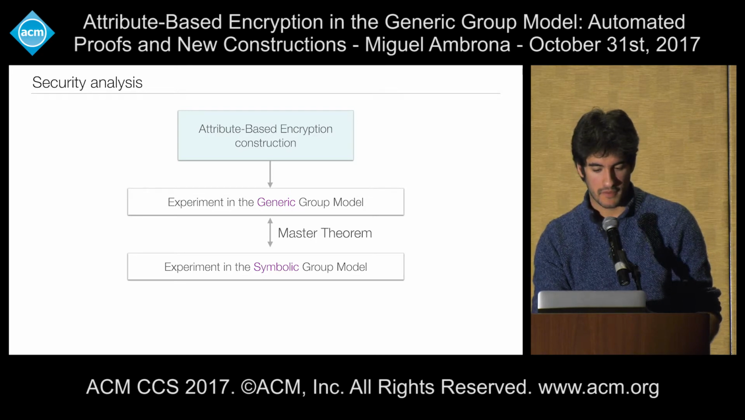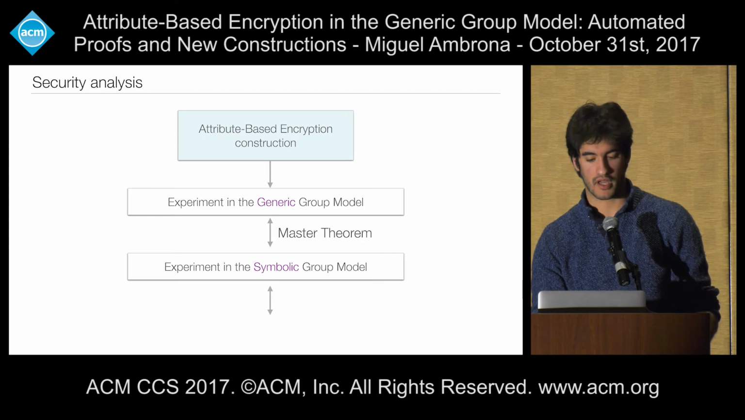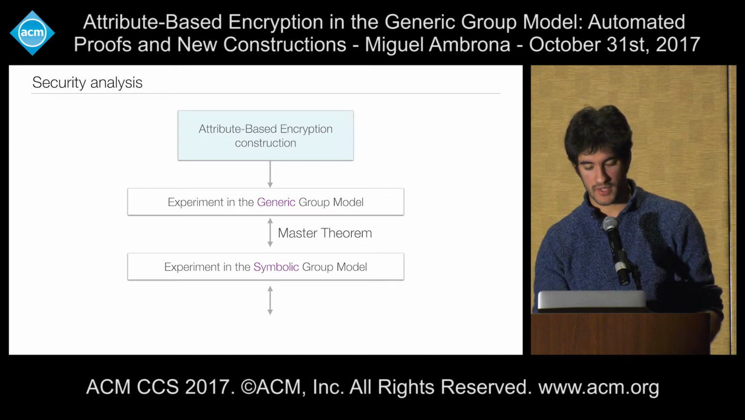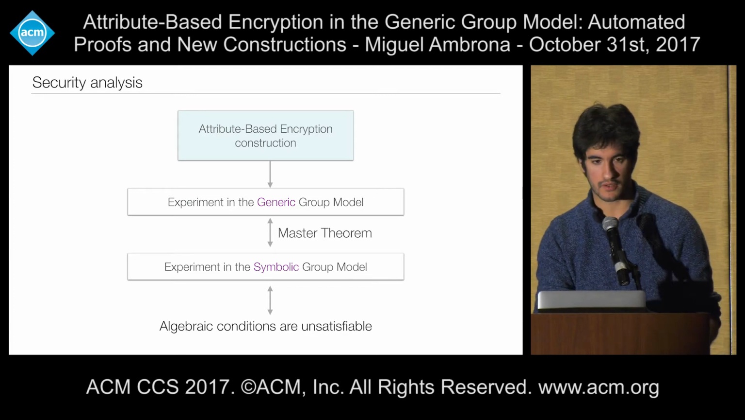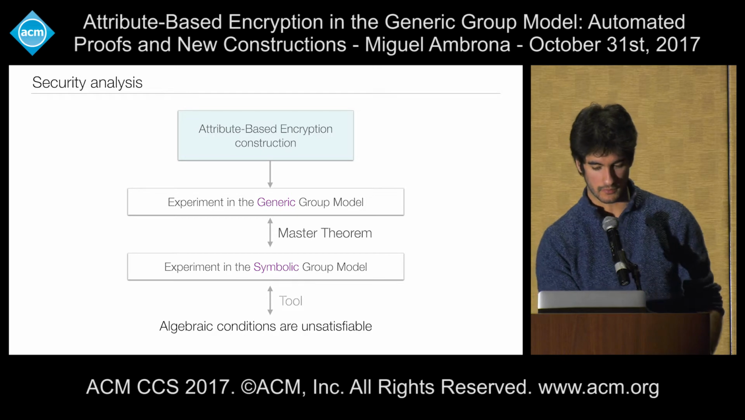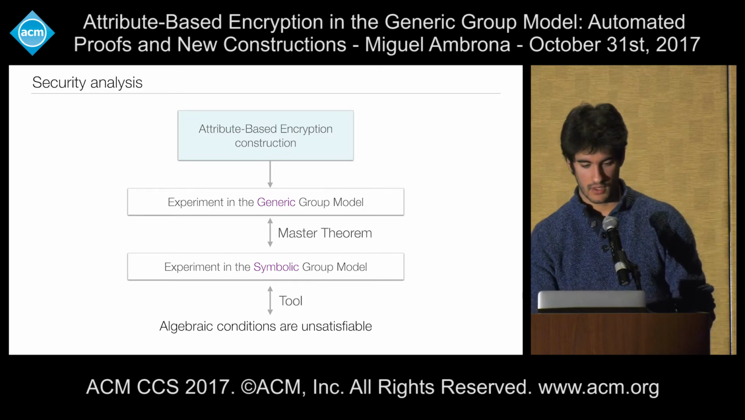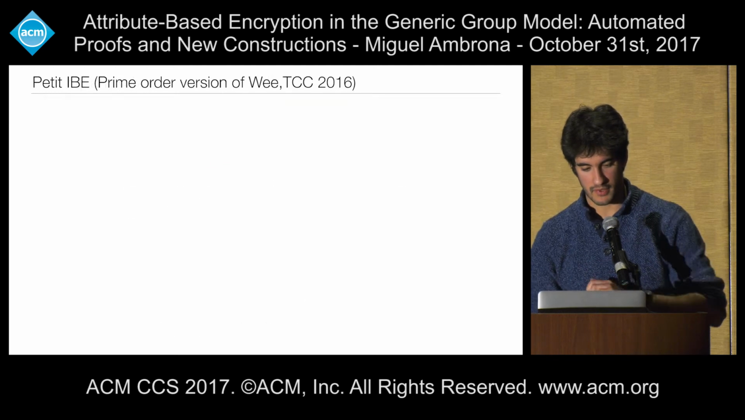And then the last step of the proof is to show that no adversary can win the symbolic experiment. So actually what we show is that a certain system of constraints is unsatisfiable. And this is what we can do with our tool. Okay, so I'm gonna illustrate how this works with an example.